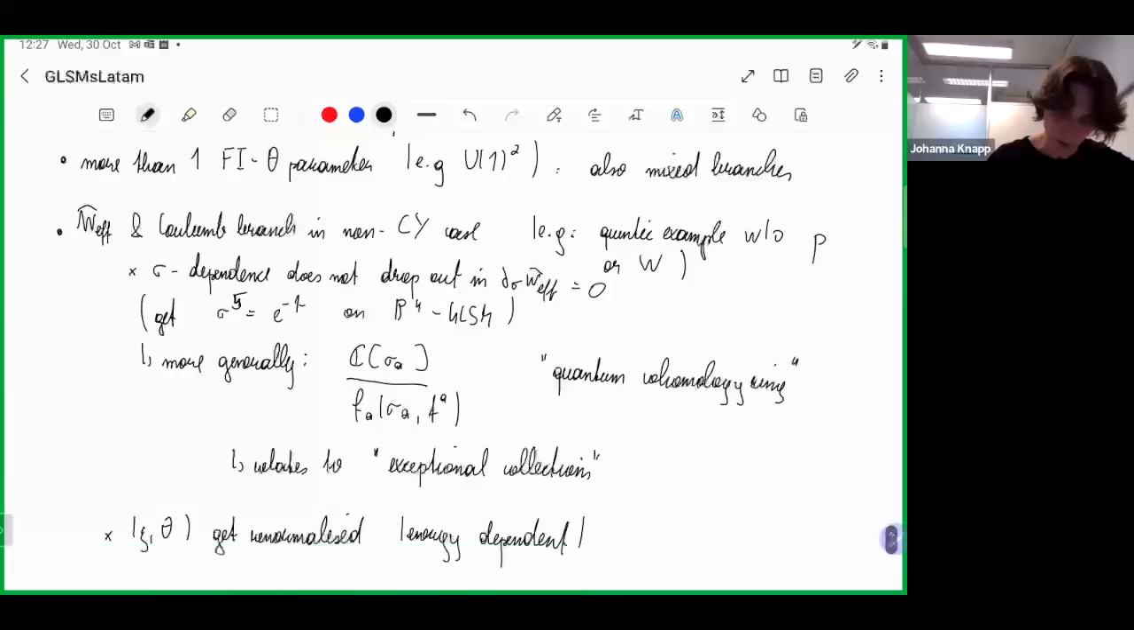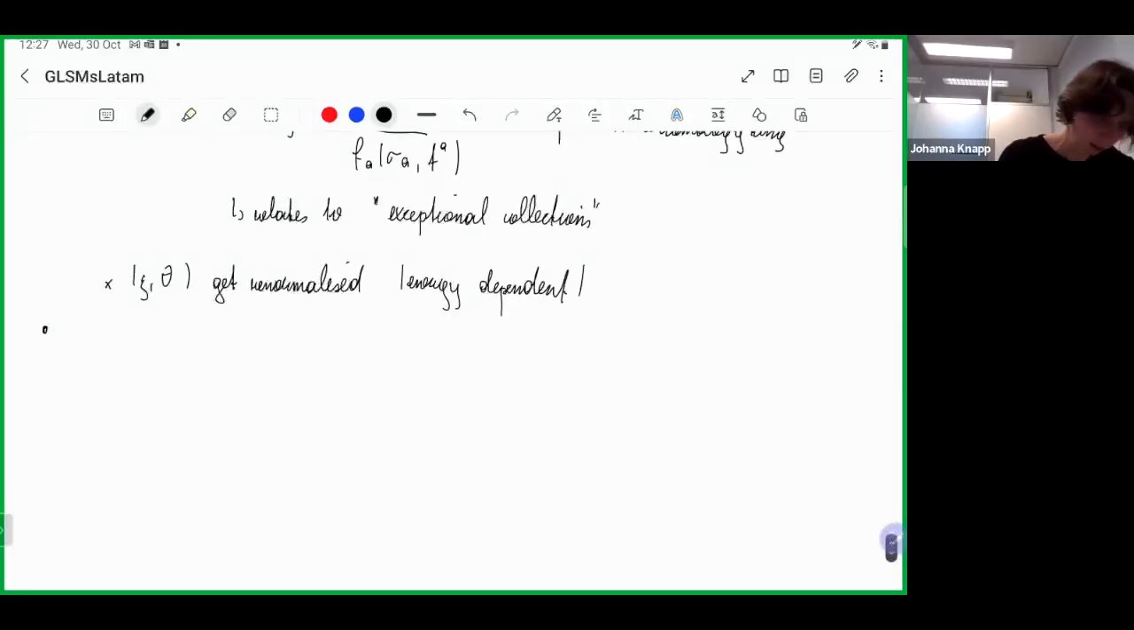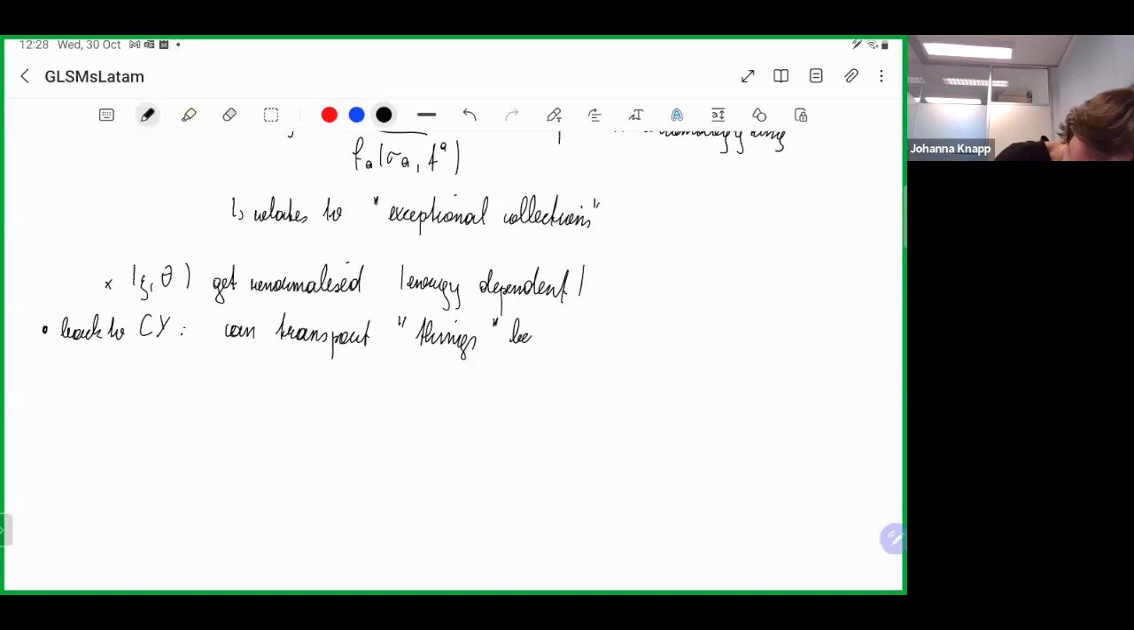So, okay, what we've seen now is that we can transport in the Calabi-Yau case, because we only have a Coulomb branch at the codimension 1 locus in a moduli space, and we are free to choose our Fi and theta parameters the way we want. So, back to Calabi-Yau, we can transport things between phases.